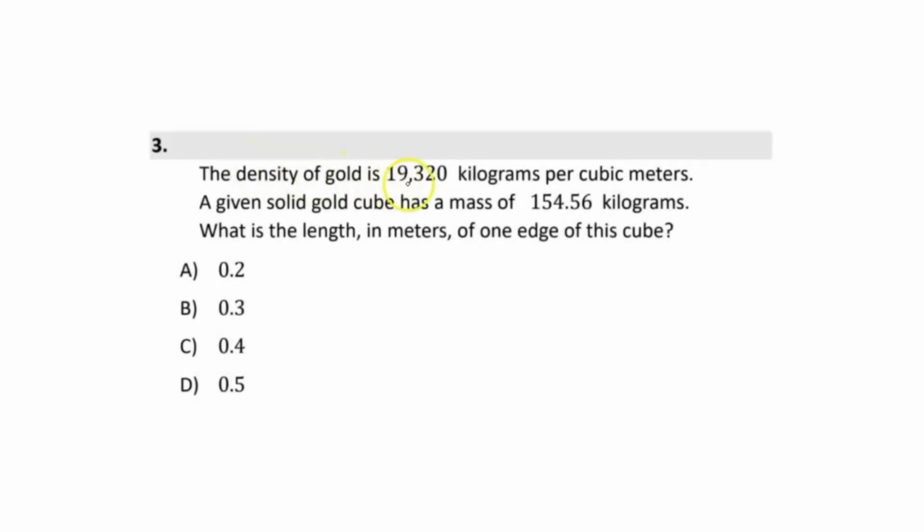Density of gold is 19,320 kilograms per cubic meter. All right, let's write this as cubic meters. A given solid gold cube has a mass of 154.56 kilograms. What is the length in meters of one edge of this cube?